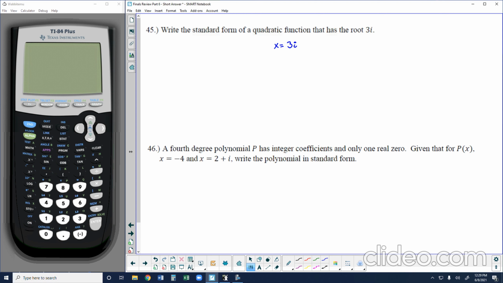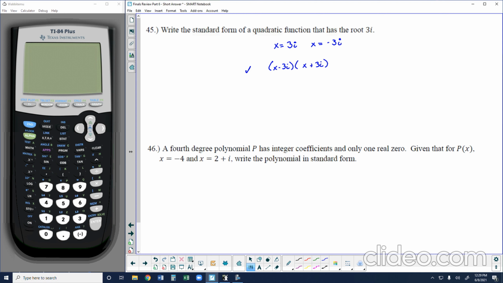But remember, imaginary roots come in pairs. So if x equals 3i, it also must equal negative 3i, or the opposite of 3i. So we can use this to create some factors. X equals 3i would come from the factor x minus 3i, and x equals negative 3i would come from the factor x plus 3i. Remember, they come in conjugates.